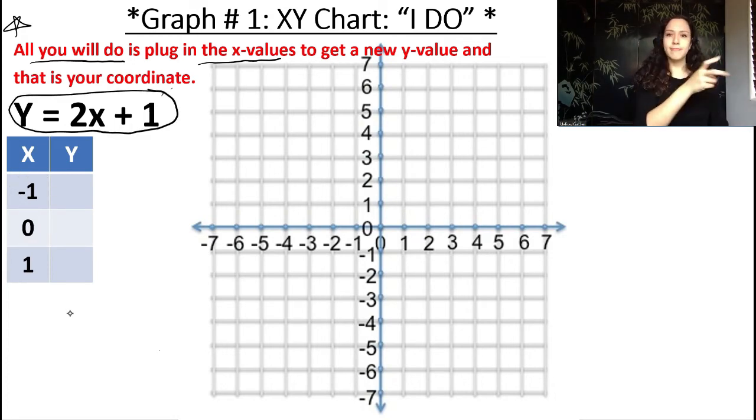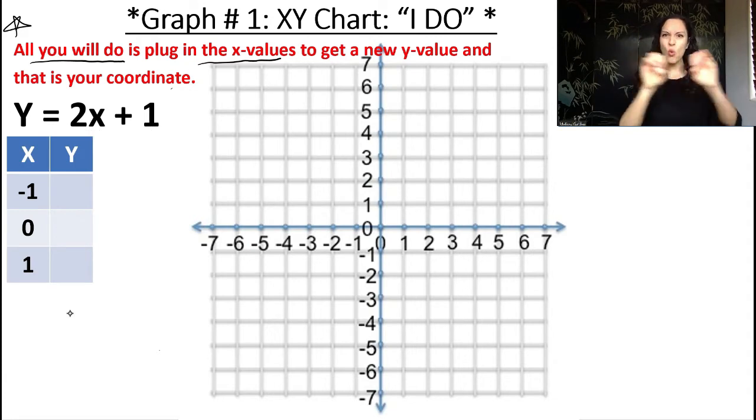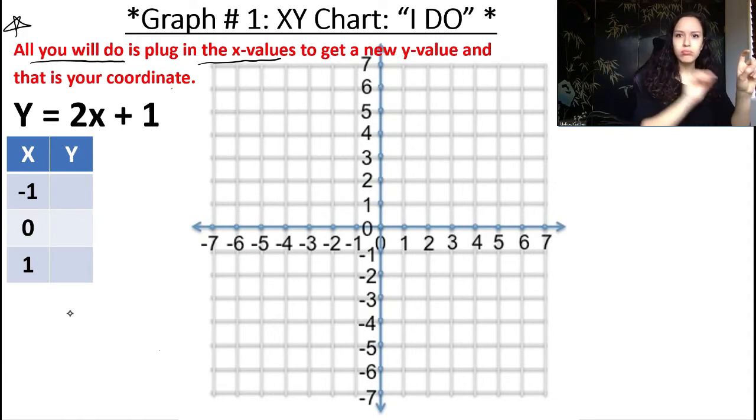Y equals 2x plus 1. That's an equation of a line. Look, it's to the first power. You're going to plug it in there and figure out what the new y value is, and then that's going to turn into a coordinate. So let's go ahead and try that out.